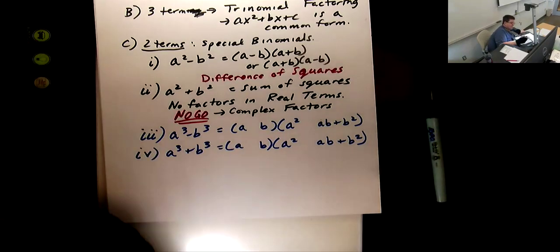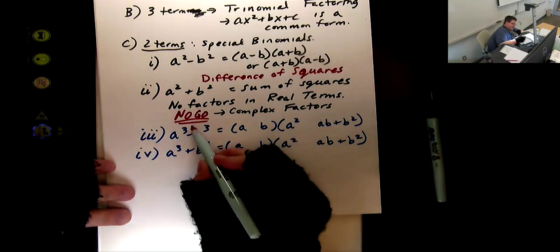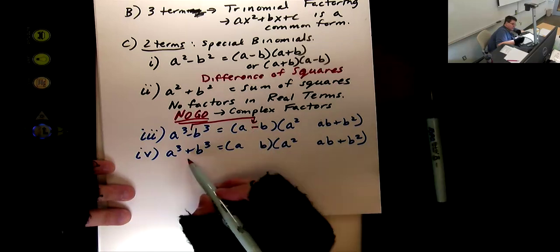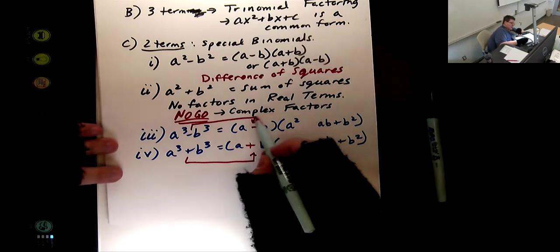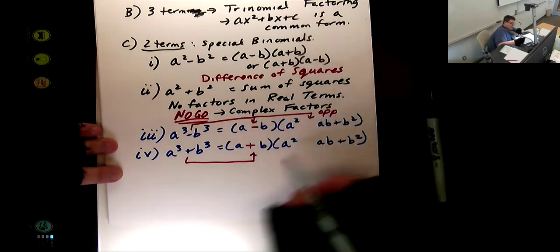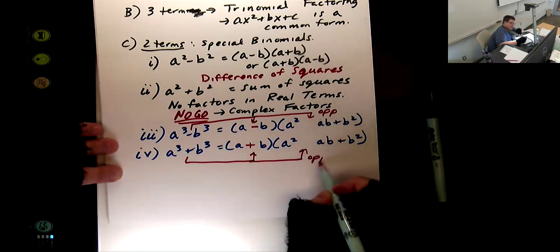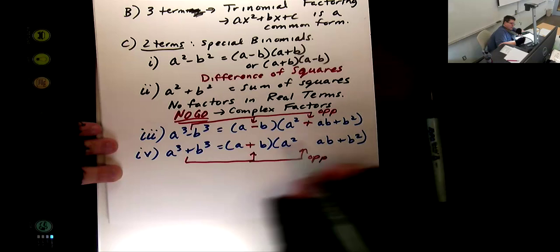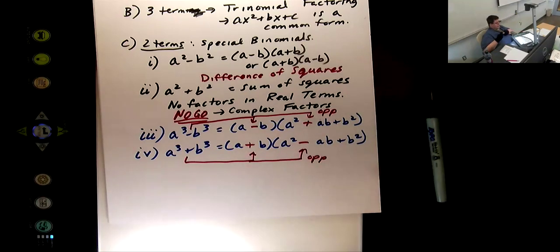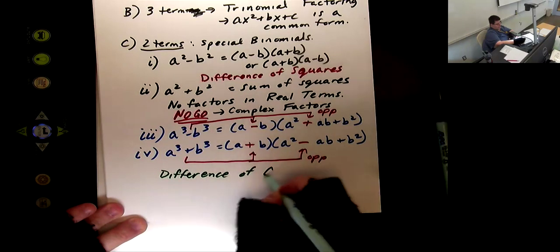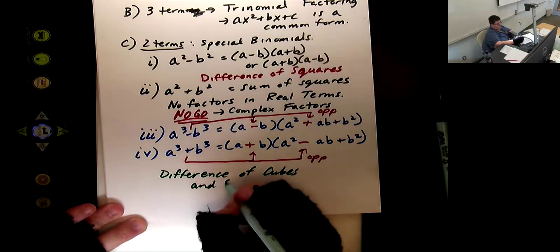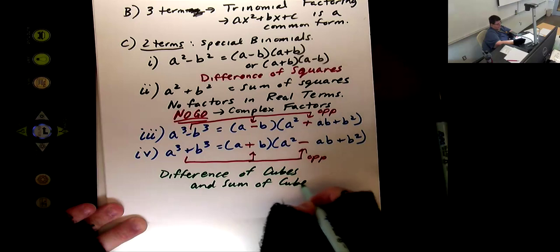Now, when you're figuring out what to fill in, the sign that's the cube goes in the first one. And then in the second blank spot, you do the opposite sign. So this was a minus, this becomes a plus. This was a plus, this becomes a minus. And these are called the difference of cubes and sum of cubes, respectively.